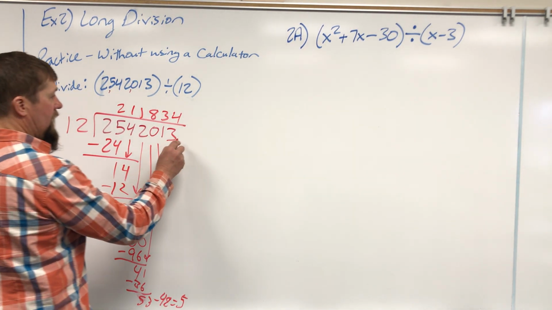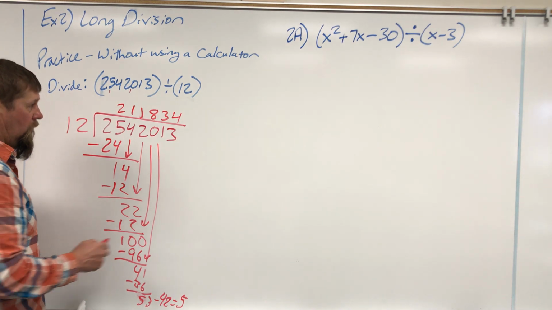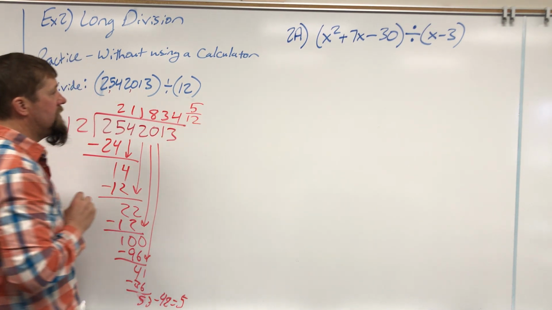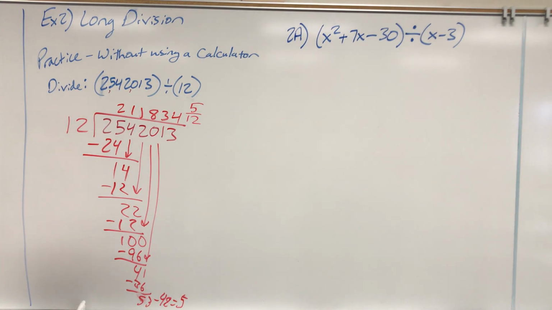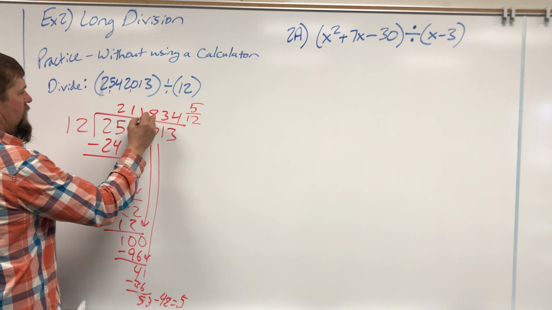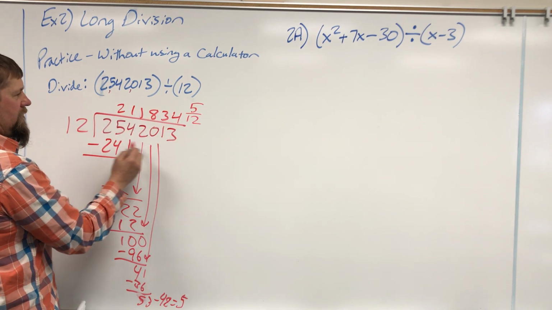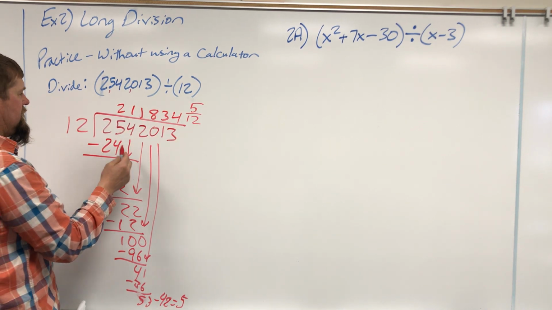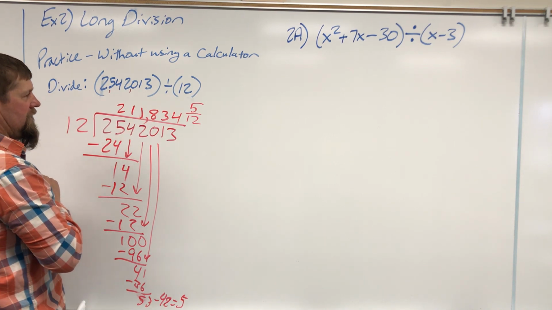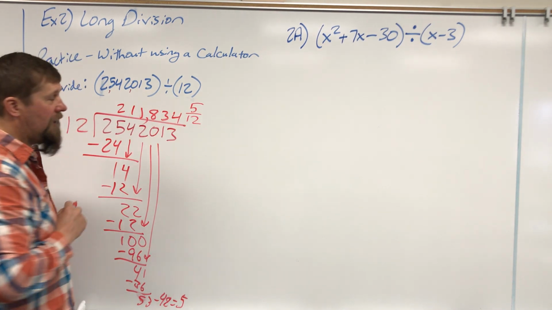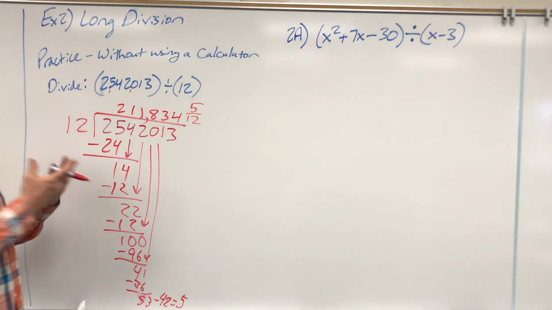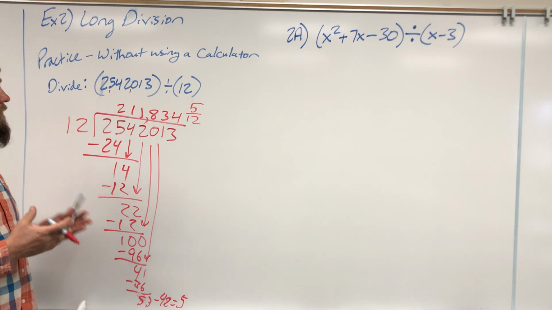Now I could keep going, I could put decimals and keep going. Or I can just put my answer as 5/12 at that point. So my quotient, after I divide this 2,542,000 number by 12, is 211,834 and 5/12. All right, rewatch that if you need to.